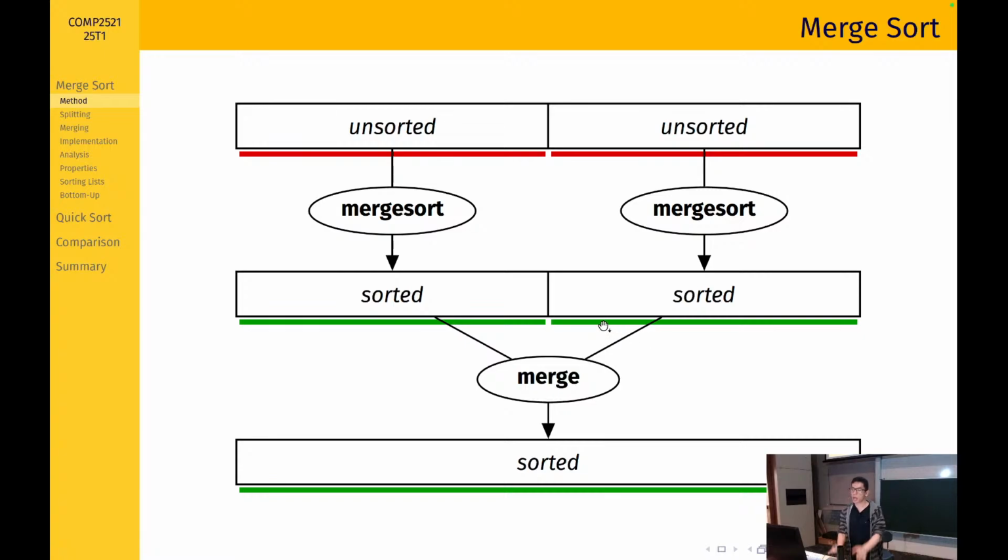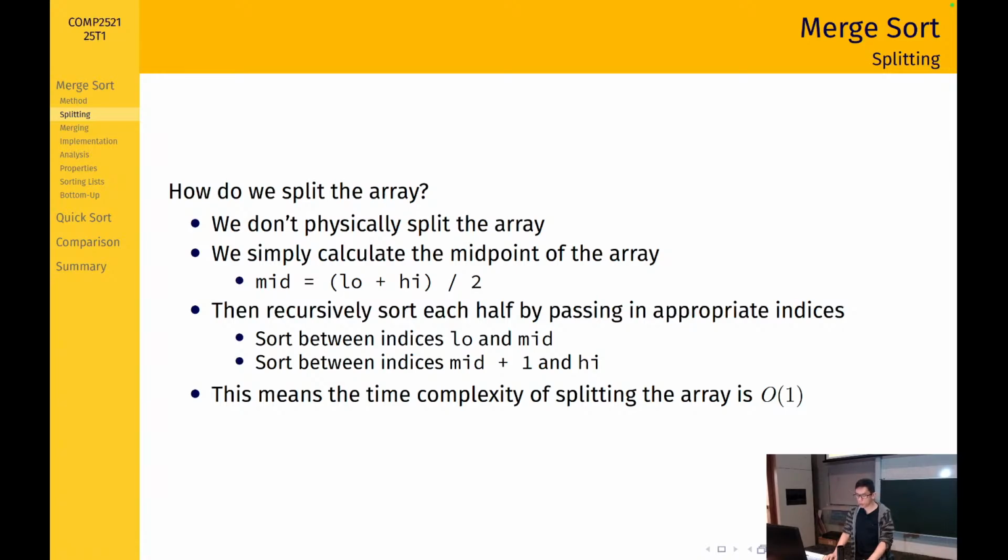Okay, and here's another diagram showing how it works. Here is the merge sort process. We're taking two unsorted arrays and sorting them recursively. Notice here we're calling merge sort within the merge sort process itself. The result of these merge sorts is two sorted subarrays, and then these two sorted subarrays get merged into one sorted array. So let's talk about the splitting and the merging, because those are the two main parts of the algorithm.